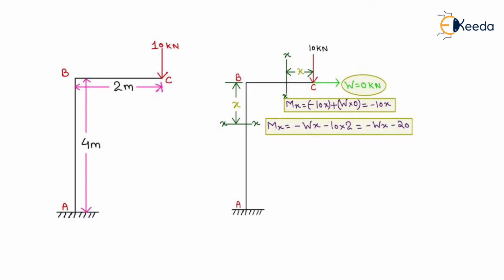Now for finding the horizontal displacement of joint C, we need to create a horizontal force W whose value will be equal to 0 kilonewton.